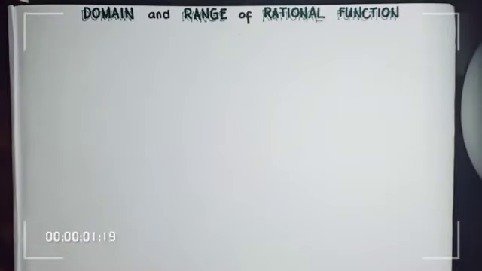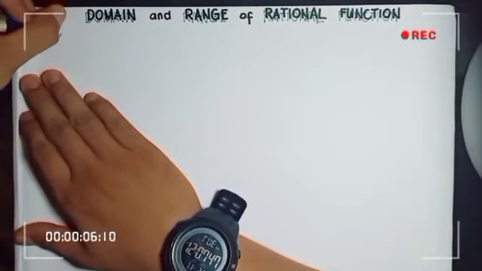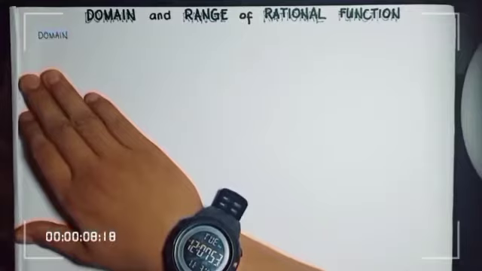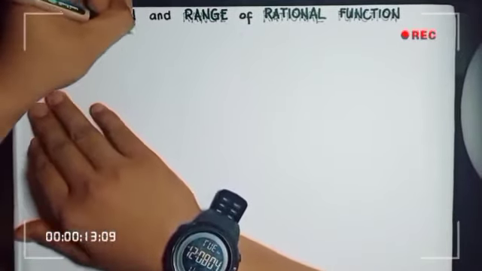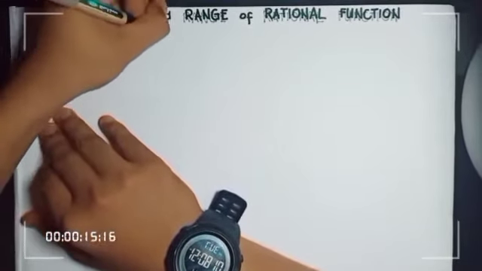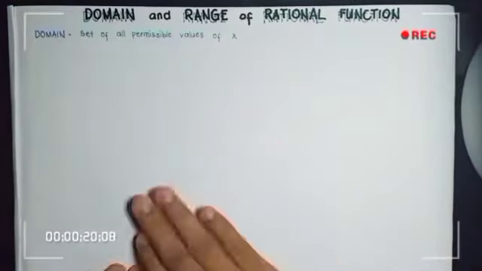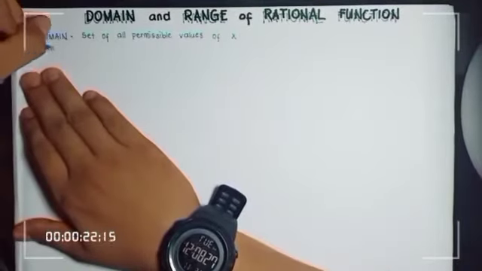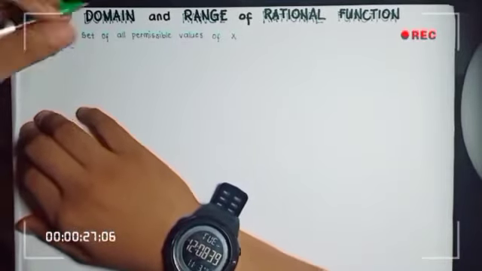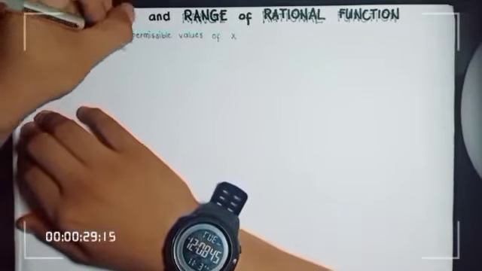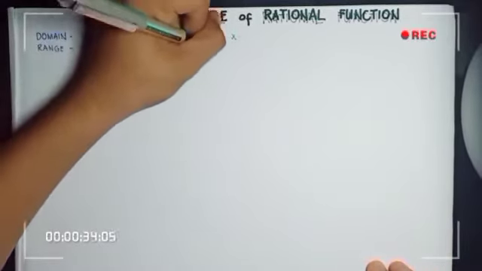Hello class, our topic for today is about domain and range of rational function. First, let us define these terms. When we say domain, it is the set of all permissible values of x, while range, it is the set of all permissible values of y.